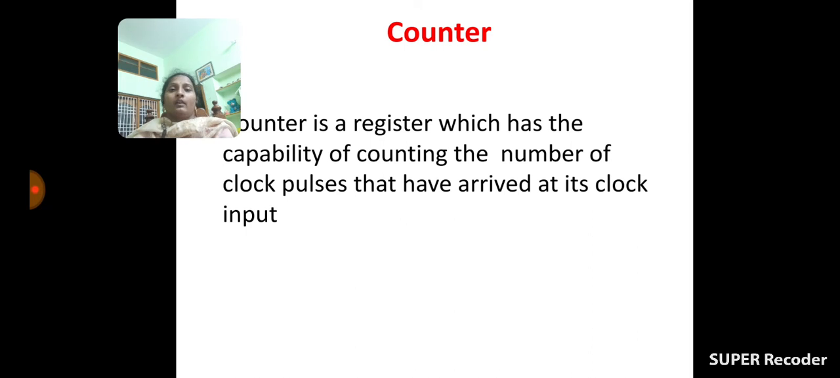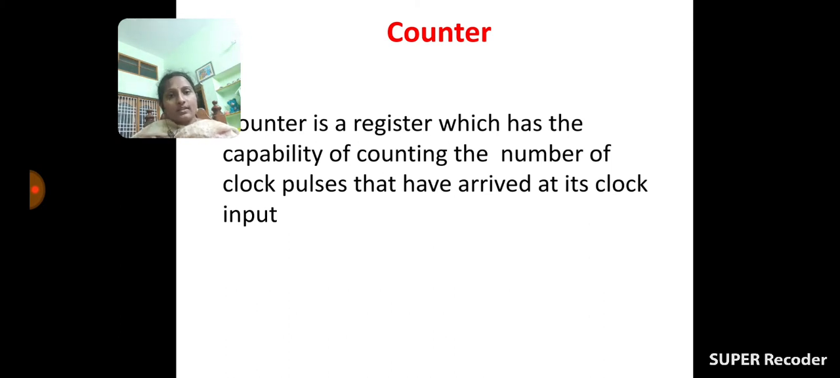Next topic is counter. What is meant by counter? It is a register which has the ability of counting the number of clock pulses that have arrived at its clock input. Already I told you in a single word, a counter is a device which is used to count the number of pulses. In one word answer. What is meant by counter?